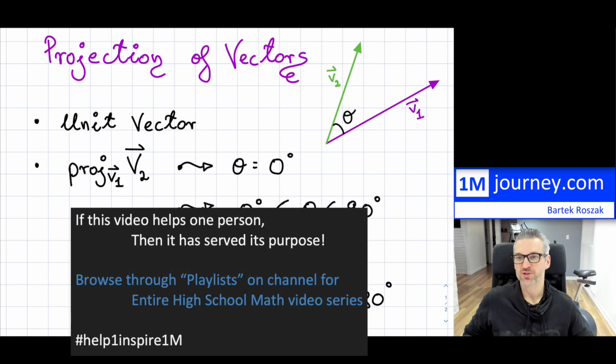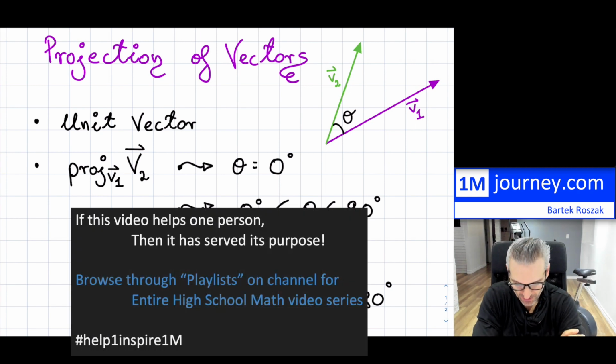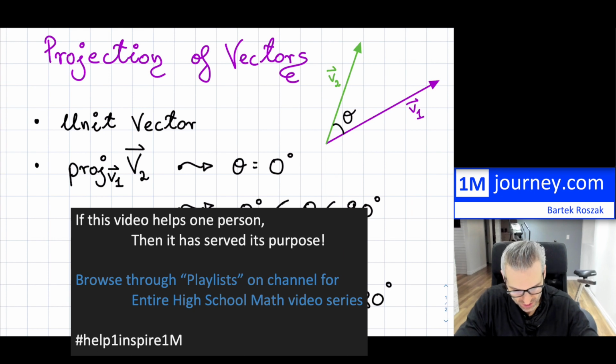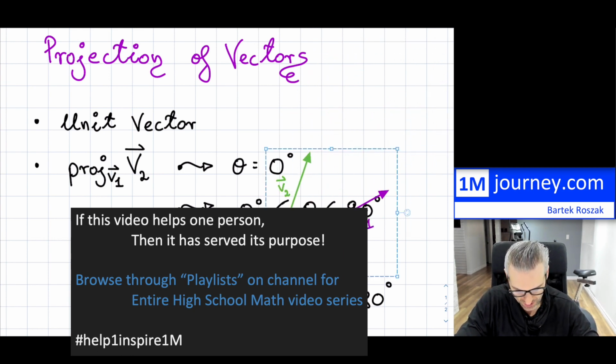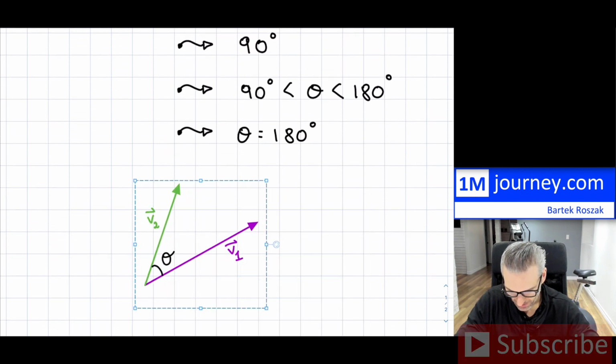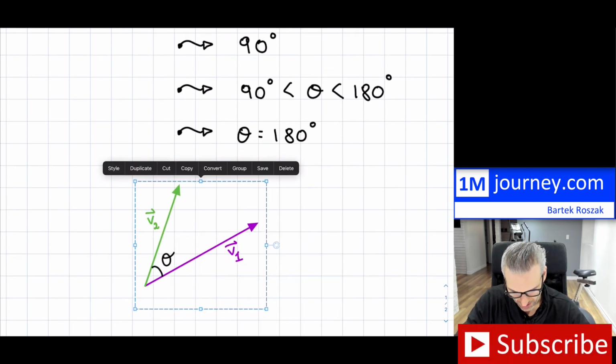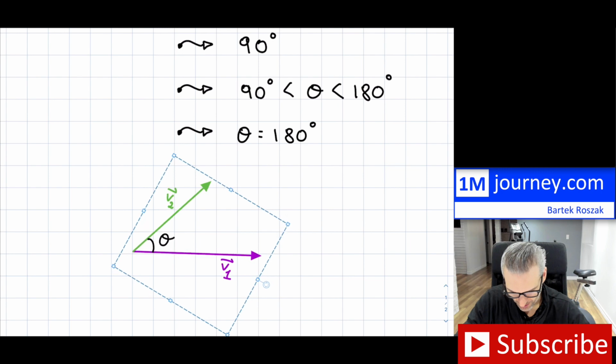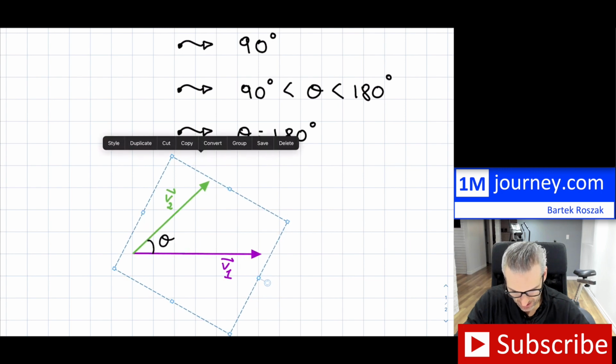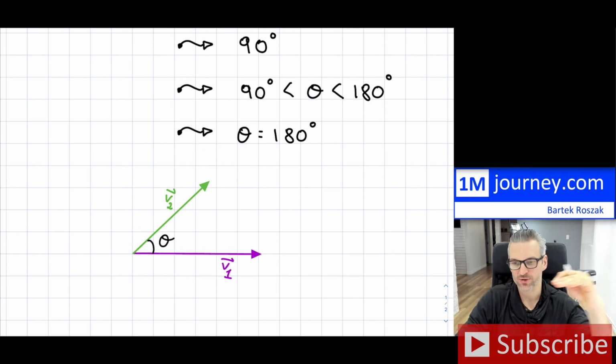Welcome back. Projection of vectors. So I want to talk about this concept of projection of vectors. Here is a couple of vectors. I'm going to just bring them down for the moment, and rotate this around so that we're seeing vector v1 almost being like our horizontal.